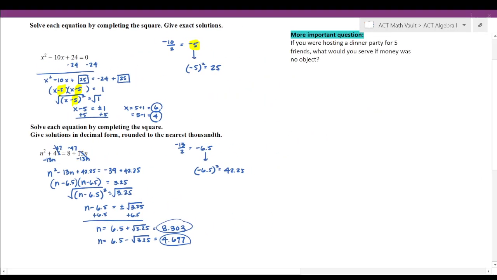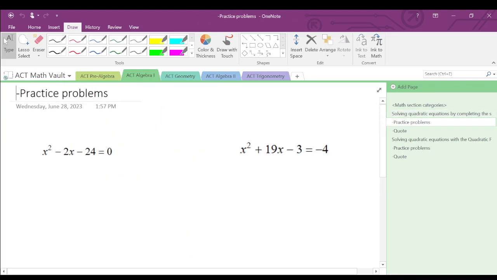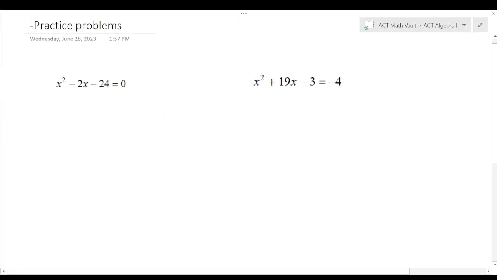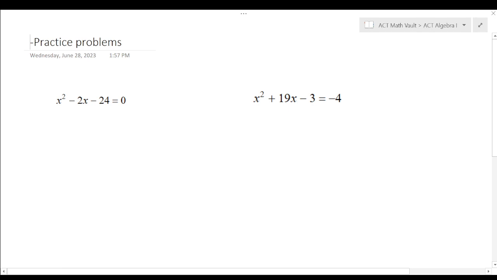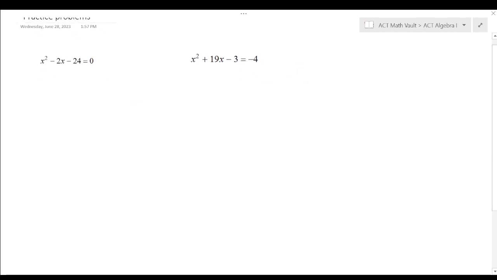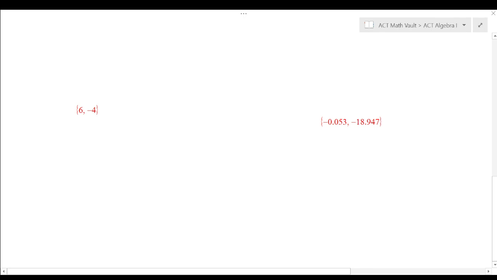So let's try some practice. And there are two problems that are very similar to the examples. Why don't you pause the video and work them out, and I will reveal the answer in just a second. So we'll use the same directions as the other two. I'm getting integer numbers for the first one, and then decimal numbers for that second one.